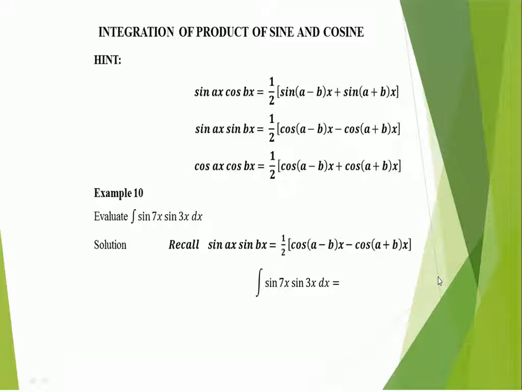The same thing with the second one, when we have sine AX, sine BX, that is when sine AX and sine BX are multiplying each other. When both of them are sines and they are multiplying each other, what you simply need to do is, we are going to have half in bracket cos (A minus B), where A and B are the coefficients of X, then minus cos (A plus B). Then you close the bracket.